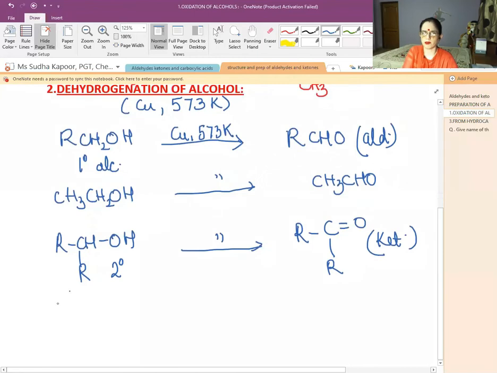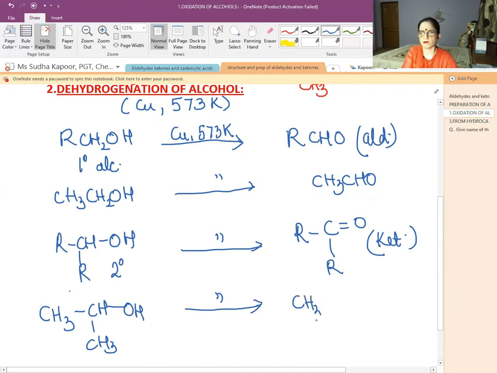Let's take one more example. In case of a 2 degree alcohol, it is CH3, CH3, and then OH. Keeping the conditions the same as we did above, we will be getting propanone here.